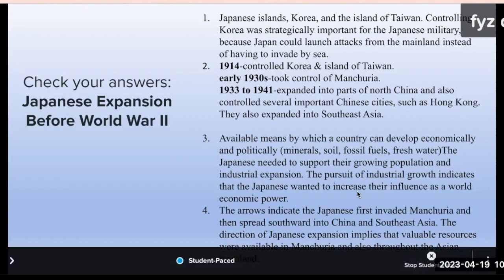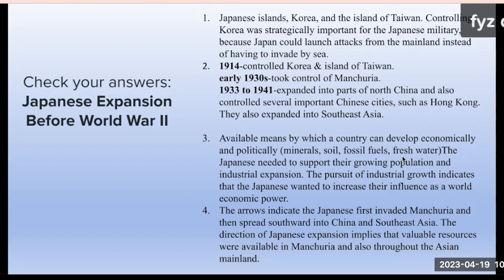And with this increased power, we're going to see an increased influence of Japan on the world stage, not just in East Asia. Okay, then what do the arrows indicate? It indicates where they started invading first and then where they expanded, but it also implies that there are some valuable natural resources available in the areas that they invaded, because what would the purpose of invasion be if not to provide raw materials for industrialization?